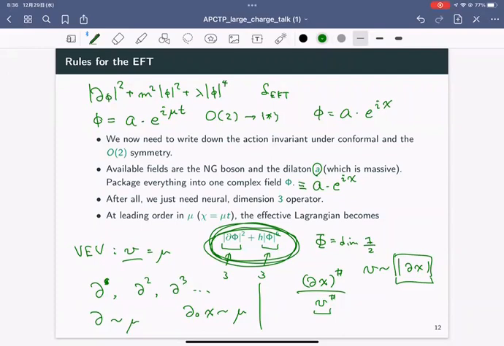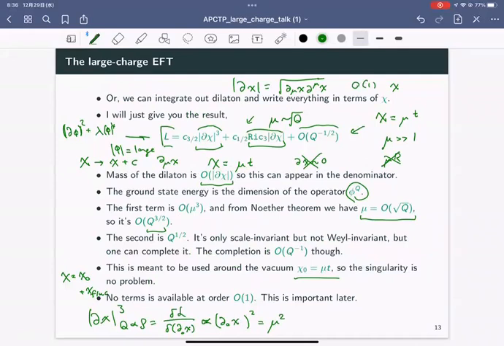I see. Okay. I think it's very important. Let me consider this more. Anyway, thank you. But it's exactly the same idea as the effective string: you use the Nambu-Goto action, but that's what's happening here as well.